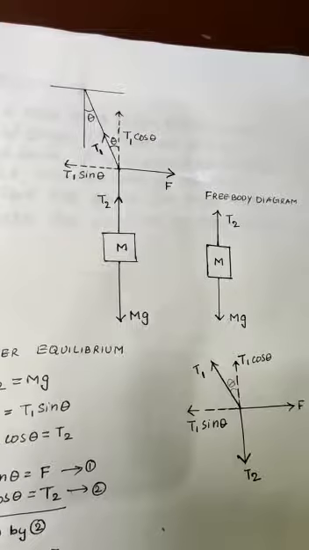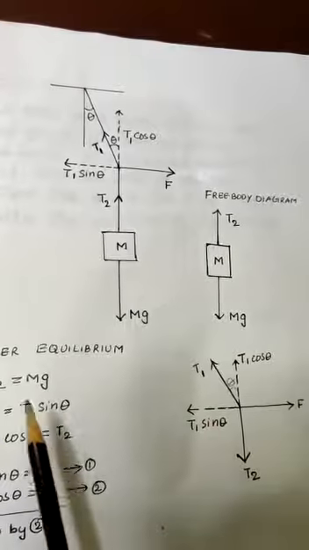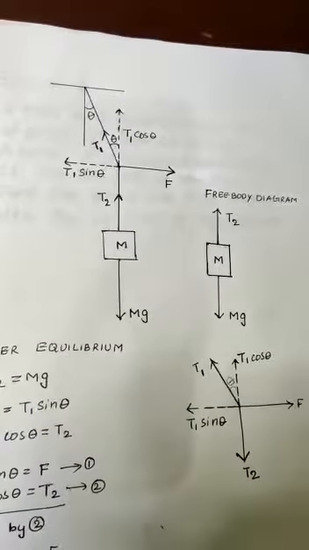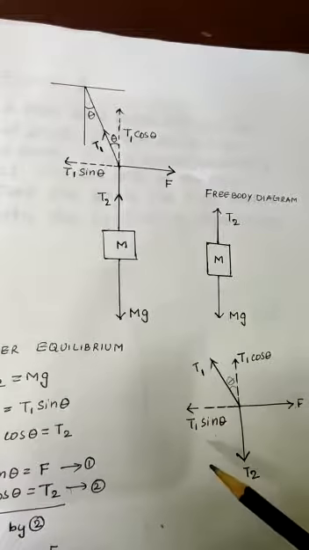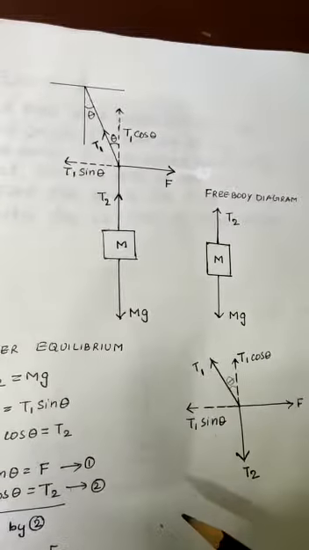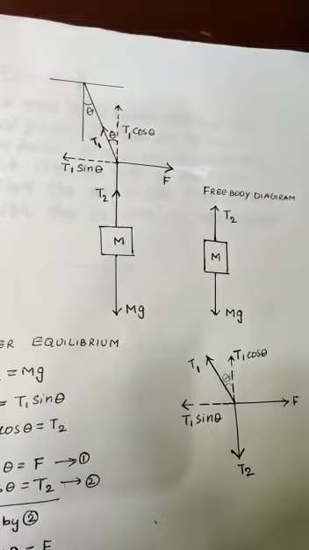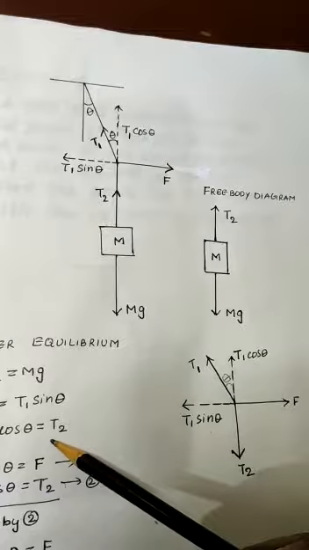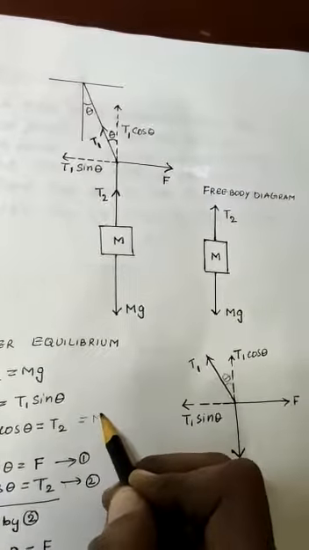So under equilibrium conditions, what can we say? For the block M, we can say T2 equals mg. It is balanced. The other equations that we can assume are F equals T1 sin theta and T1 cos theta equals T2, which is equal to mg.